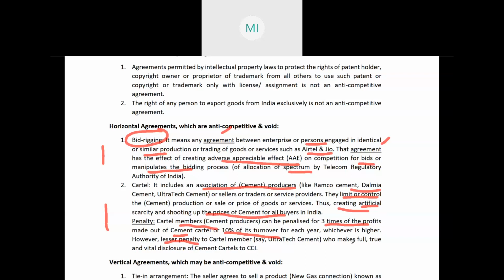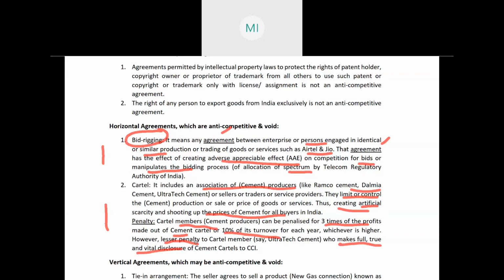That is, the person who makes true and vital disclosure of this to the Competition Commission of India will get a lesser penalty compared to others. Okay. So these are important 5 mark questions. So you're clear with bid rigging and cartel.